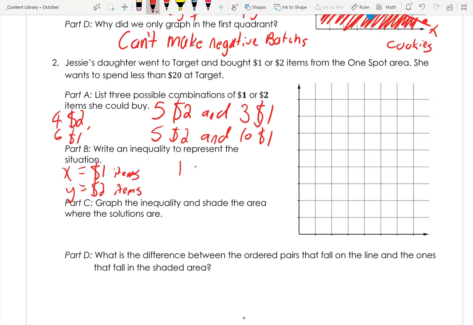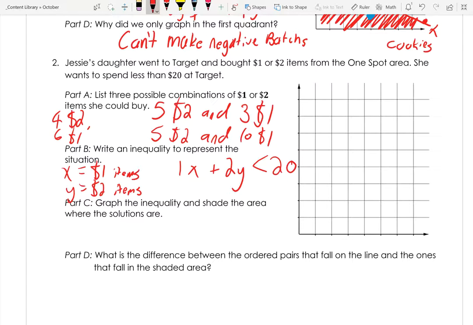So then it's 1x because it's $1 for those $1 items plus 2y, which is $2 for the $2 items. Now, I didn't want to say this, but I'm going to say it now. It says wants to spend less than $20. It doesn't say spend up to $20 or anything like that. It doesn't really give us a hint that we're including the 20. So actually, let's just go less than 20. Just take this very literally.